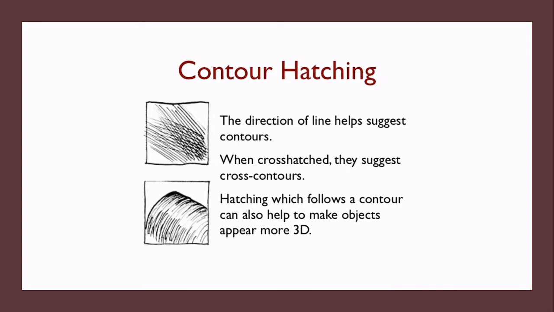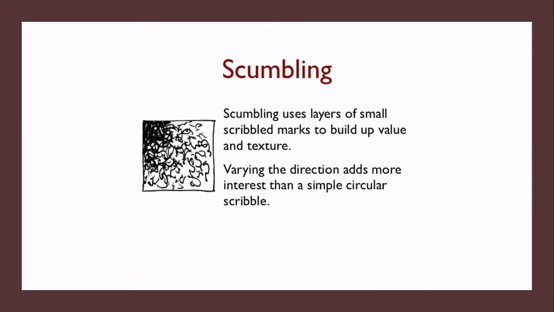3D effect happen. Scumbling, however, is a little bit different because scumbling uses layers of small scribbled marks to build up value and texture. And we looked at value last week, I think, as well. But value is the lightness or darkness of a colour. When you're scumbling, varying the directions adds more interest than a simple circular scribble. So here, I'm telling you the language that we use to describe these marks because you're going to need to know some of this when you're describing your own work.